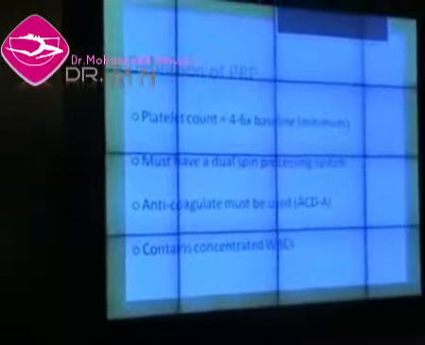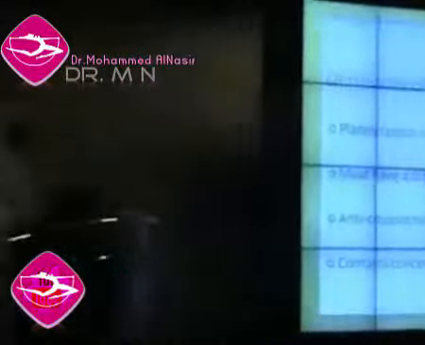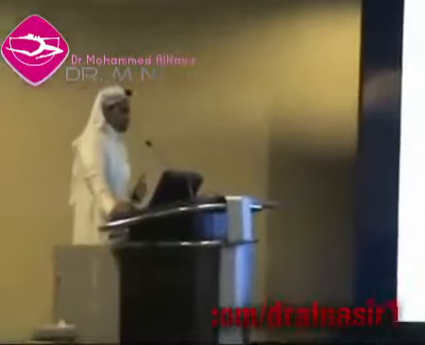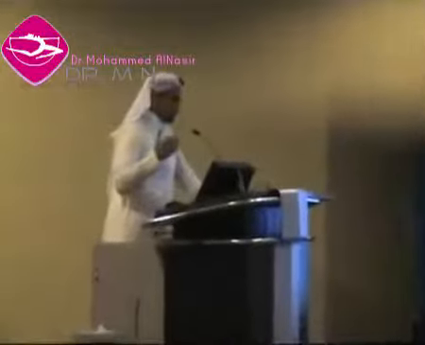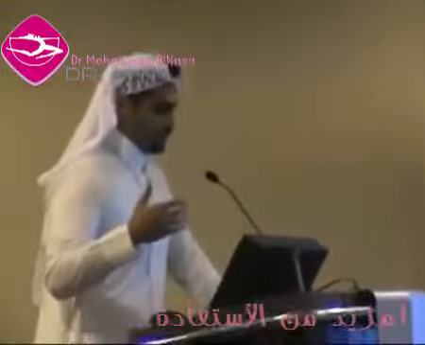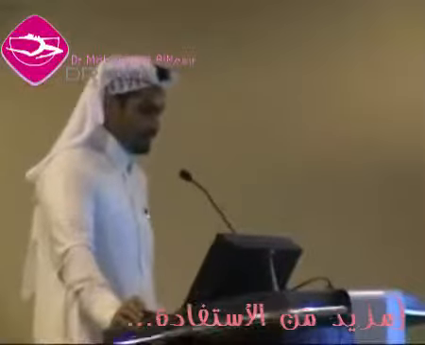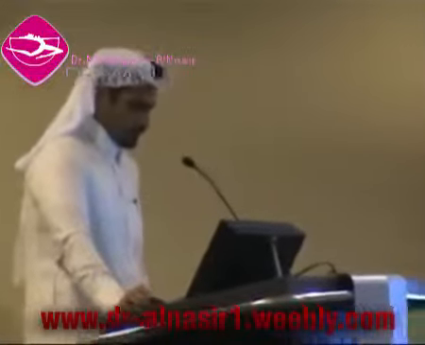To get PRP, you should have dual spin. What's meant by dual spin is you have a soft spin and a hard spin. The soft spin is usually at 2,600 RPM, and its purpose is to separate the RBCs from the plasma. Later on, you do the hard spin, where you separate the platelets and get the PRP. It's important to use an anticoagulant like ACDA. And PRP usually contains concentrated white blood cells to counteract infection.